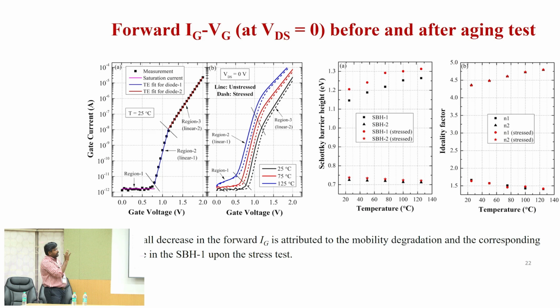Again, this is also non-ideal behavior, because when you are increasing the temperature, your thermionic emission process will increase. So your ideality factor should decrease with the temperature. So this is non-ideal behavior of this Schottky gate diode.